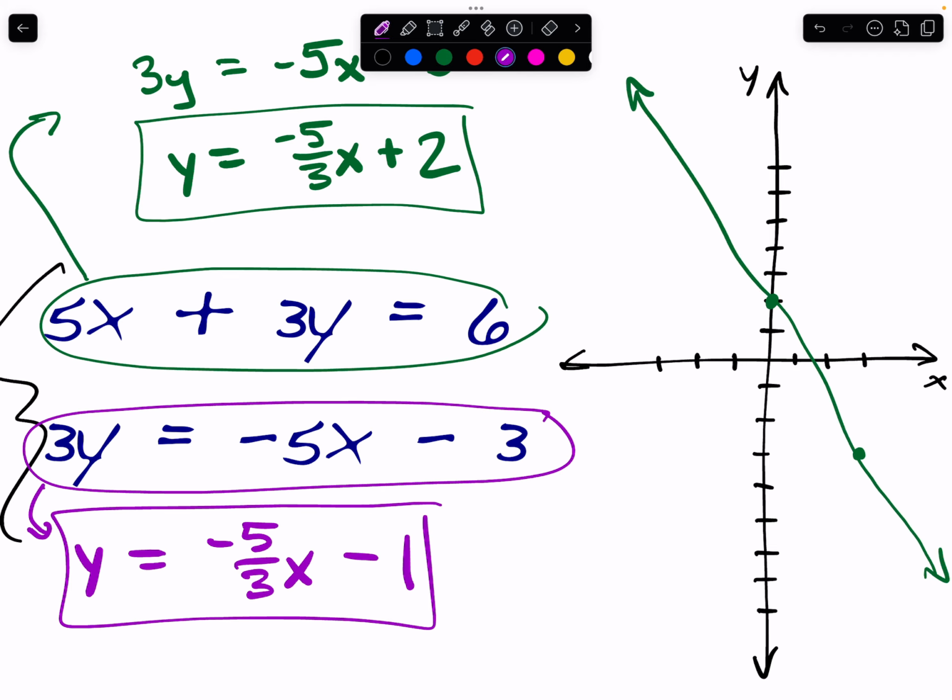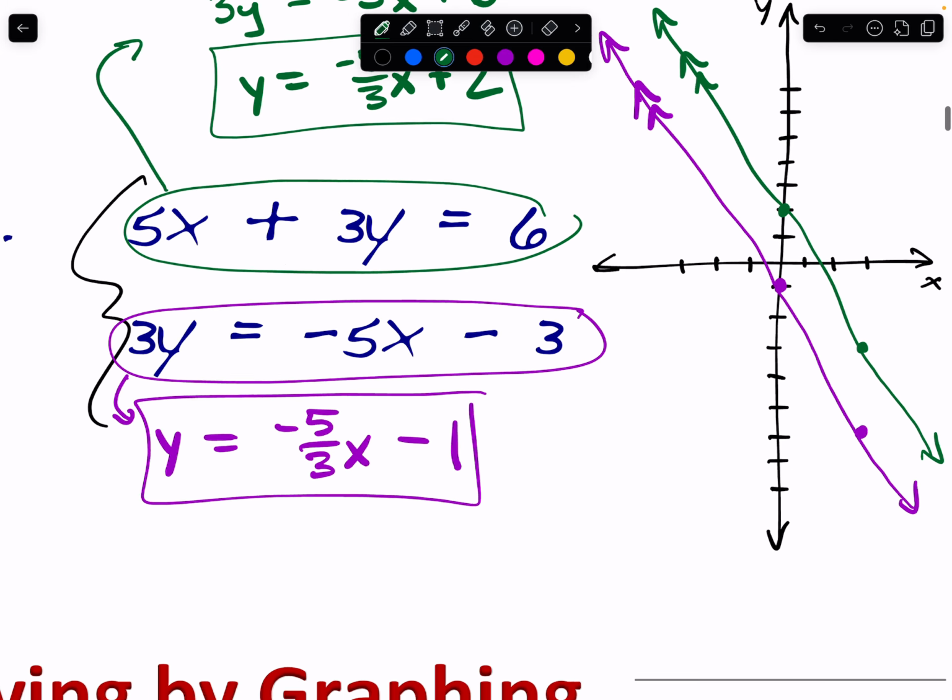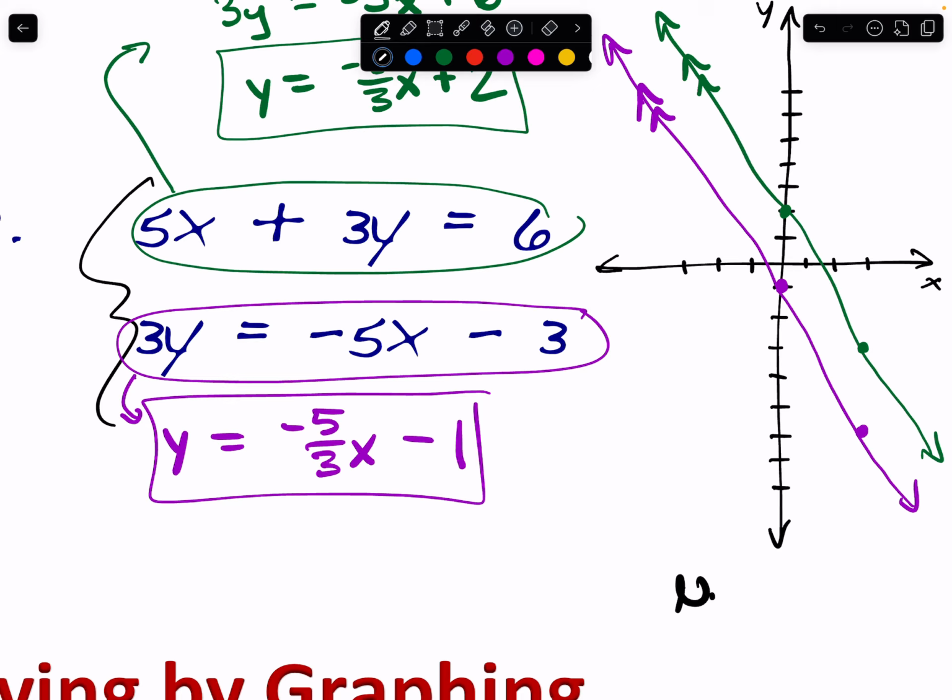And then for our purple line, same slope, but it starts down here at -1, and if I go down 5 and 5 and then over 3, it should put me about here. And we have parallel lines again. They're parallel, and we noticed that because their slope was the same, but this is just confirming that. So no solution. We should say no solution. All right.